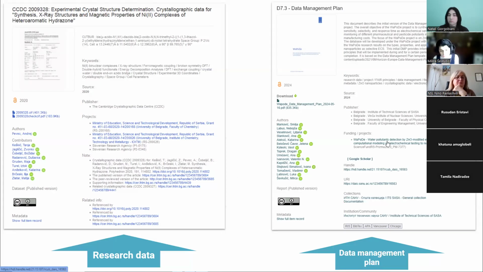On the right, you can see a data management plan deposited. Most people go to Zenodo and deposit their data management plans there. Since last year, data management plans are mandatory for national projects, and my colleagues prefer to make the data management plan publicly available in the institutional repository. So we created a dedicated collection for this project, and among other things, there is a data management plan.